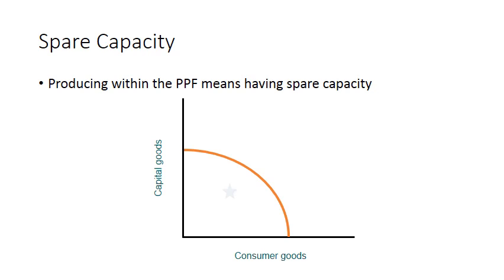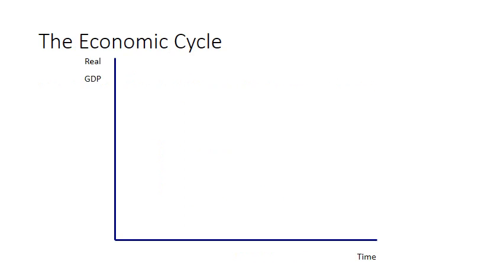And if we're producing at this star, then we're producing within our PPF. That means we're not using all of our available factors of production. So we have within our economy spare capacity. We have some factors that are being unused. But a slightly more useful way to think about spare capacity is in the context of the economic cycle.